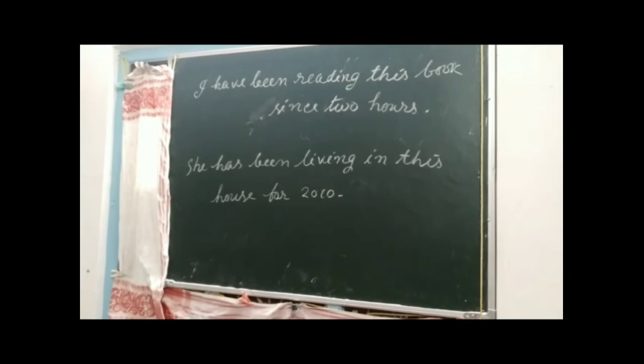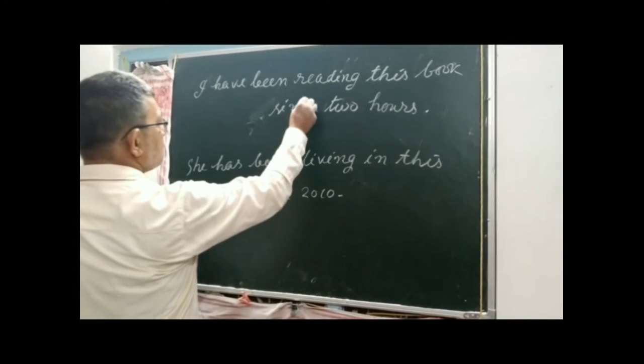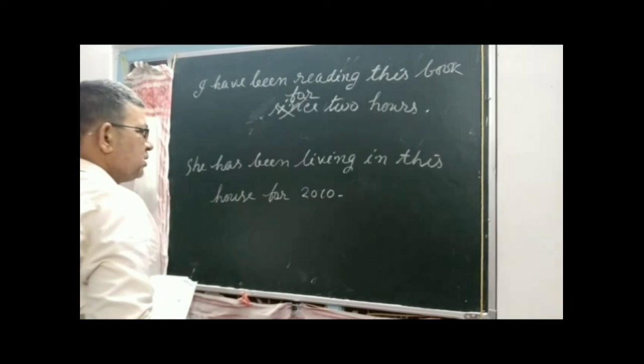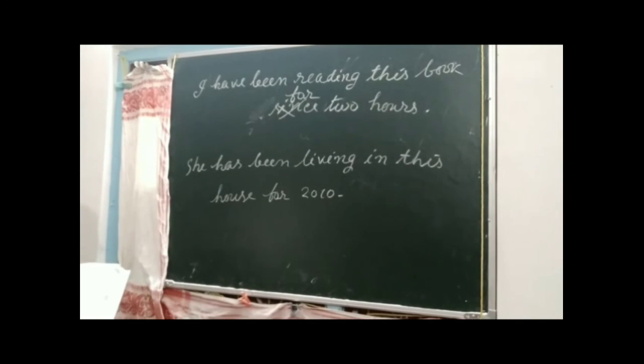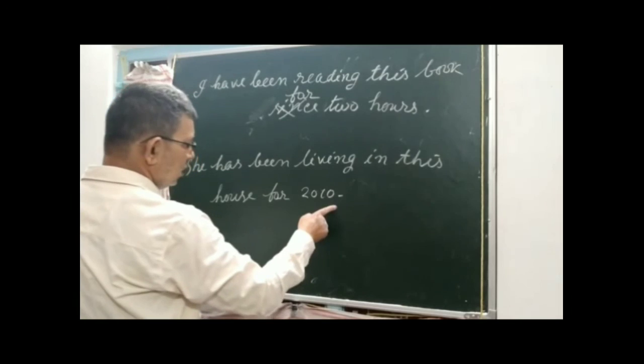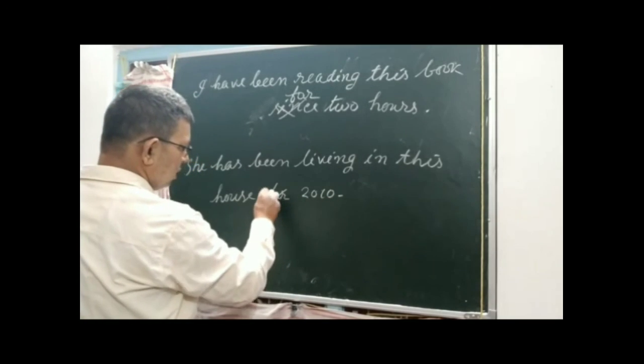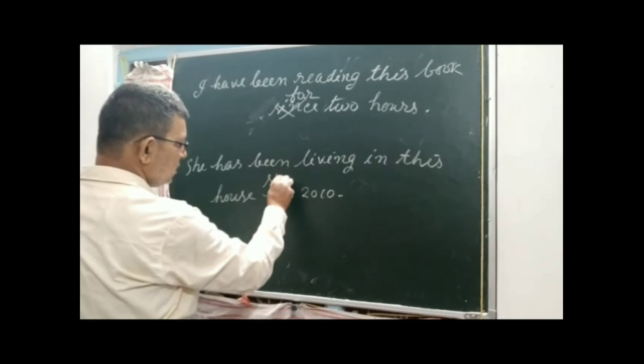Here we have two sentences. We have to correct them. I have been reading this book since 2 hours. So what happens? Here the period is mentioned, so it is not since, it should be for. Again, she has been living in this house for 2010. It is a specific point of time in the past, so we should use since here.